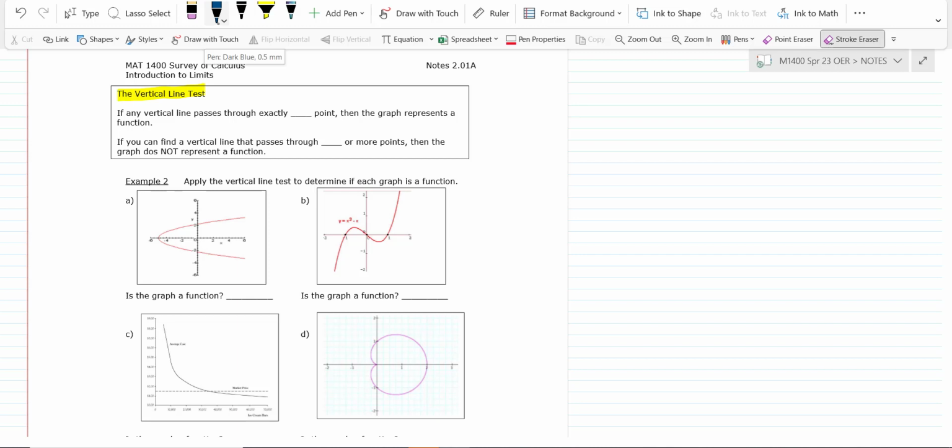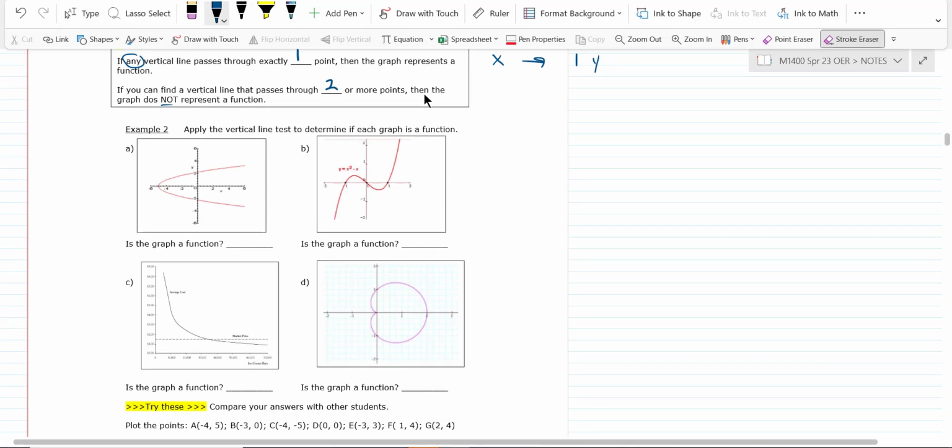If any vertical line passes through exactly one point, then the graph represents a function. And the key on that is any vertical line, or every vertical line you draw, can only go through one point. And that's basically because every x can only have one y. It can't have two y values. And then if you can find a vertical line, and all you got to do is find one that passes through two or more points, then it's not a function, okay?